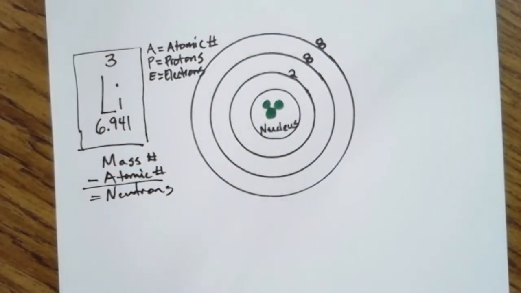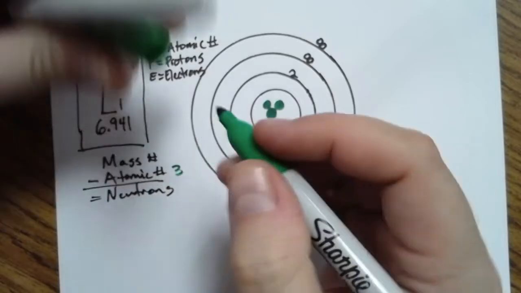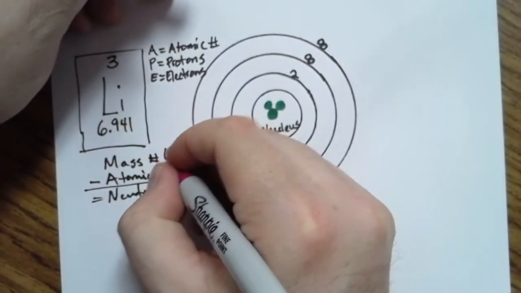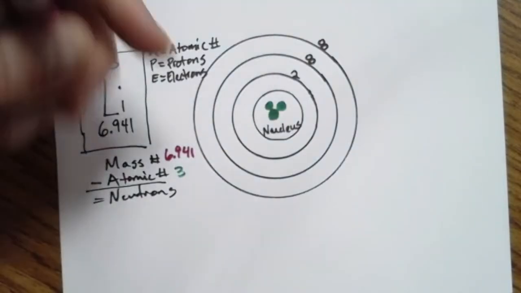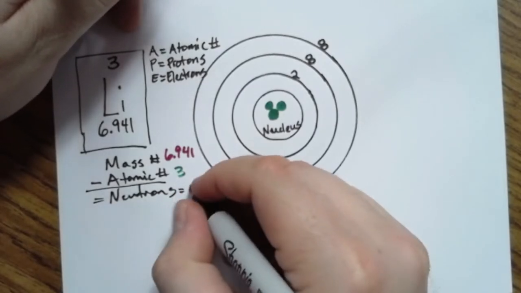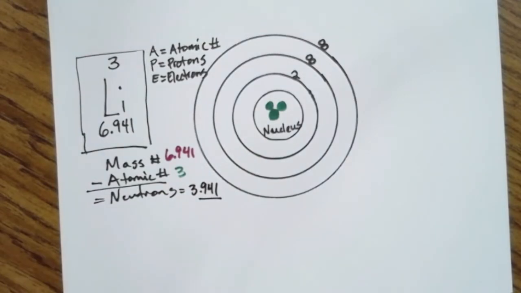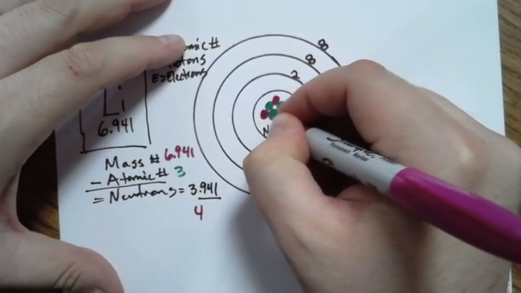Okay, so if I have an atomic number of 3 and I have a mass number of 6.941, then the number of neutrons that's going to show up is going to be kind of strange, right? Because we talked about this a second ago. It's going to be 3.941, but you can't have 0.941 of a neutron. And since you have 0.941 of a neutron, we're going to go up because we have almost 4, so we'll just do 4. We'll say 4 neutrons. 1, 2, 3, 4, and then that's good.